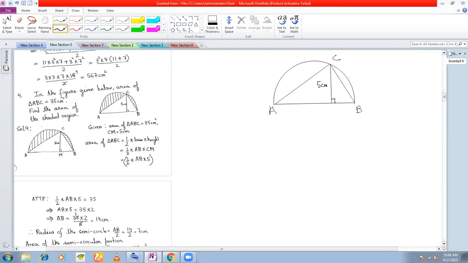So in this, if you read the question, it states that in the figure given below, area of triangle ABC is 35 centimeter square. So area of this triangle inside this semicircle that you see, area of triangle ABC is given. So given is area of triangle ABC is equal to 35 centimeter square.